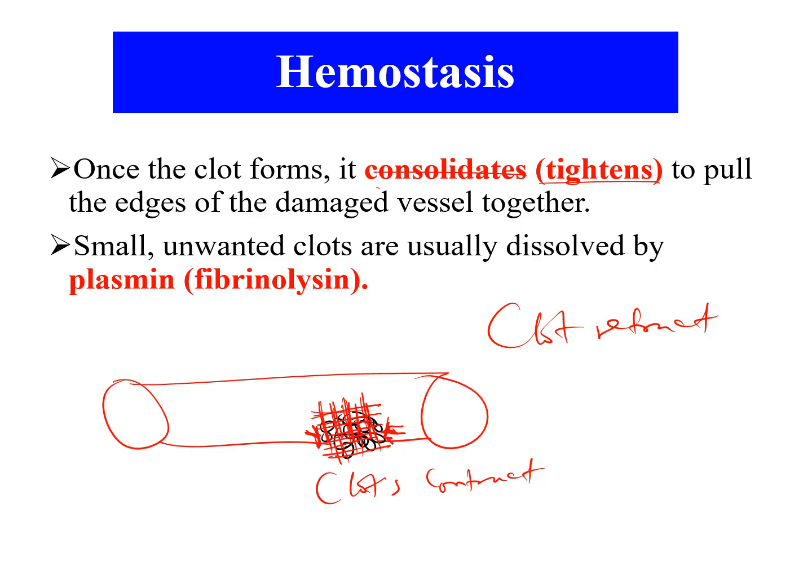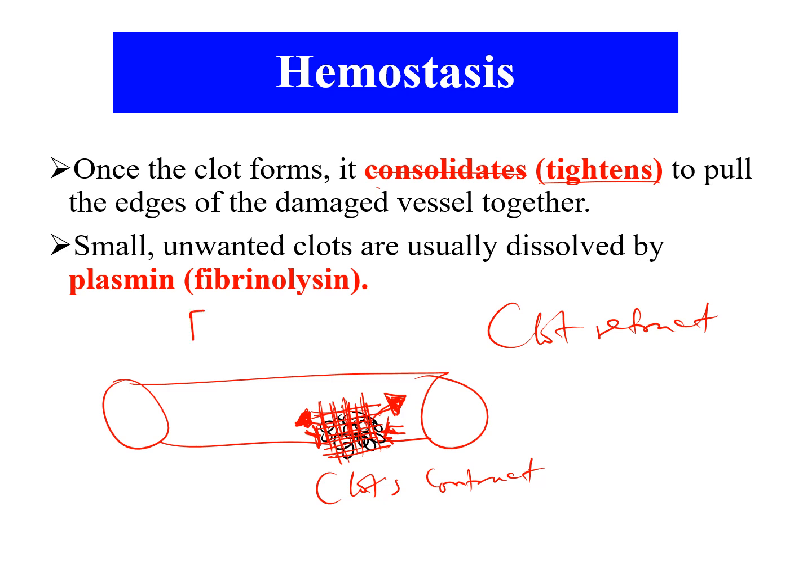As these threads are pulling, the fluid starts escaping this clot, and this fluid that escapes this clot is known as serum. You have to understand that these formed elements, the RBCs, platelets that have been damaged, that have been trapped here, are not going to escape.